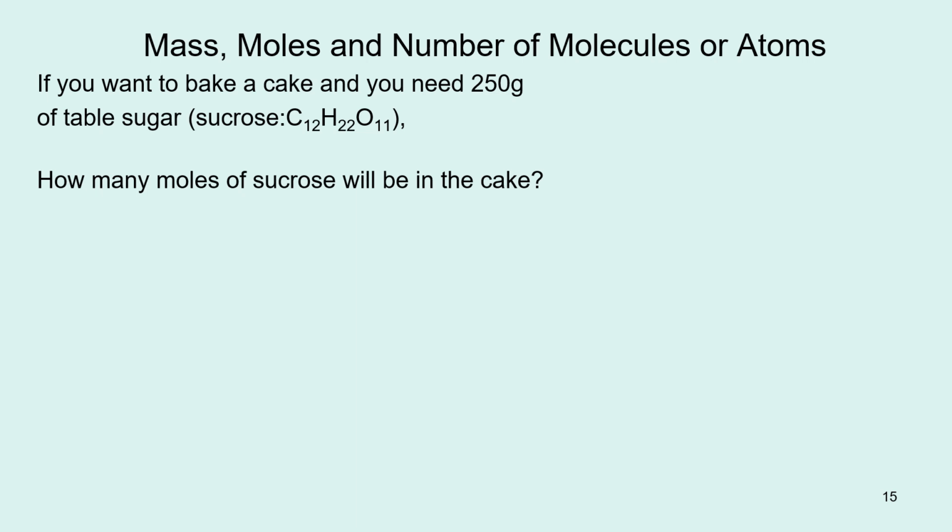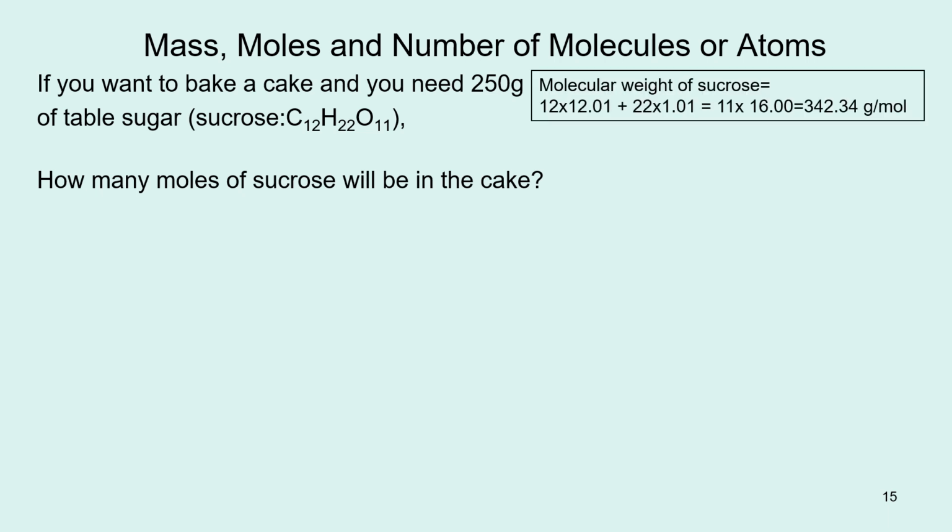Okay, here's our question. How many moles of sucrose will be in this cake if that's the only sucrose in there? The first thing we need to know is the molecular weight. So let's calculate that. There's 12 carbons, 12 times 12.01. There's 22 hydrogens, 22 times 1.01, rounded to 2 decimals, and then 11 oxygens. So here's my molecular weight for sucrose, 342.34 grams per mole.